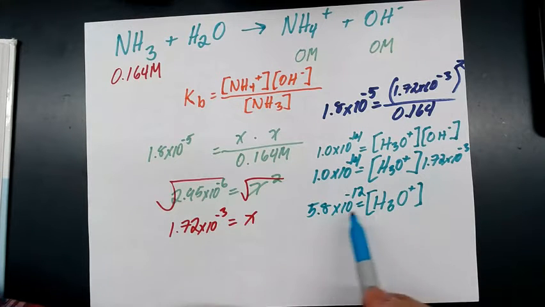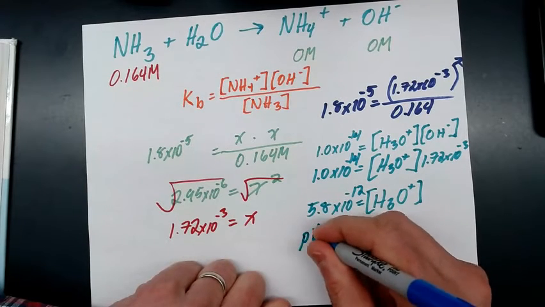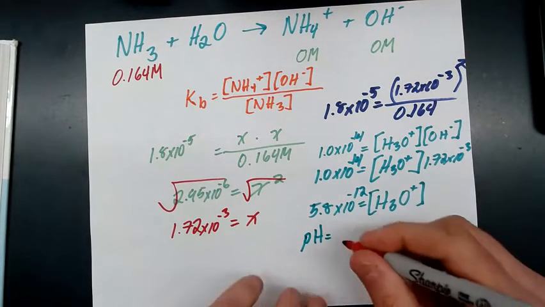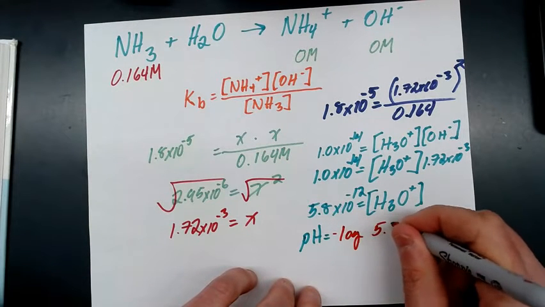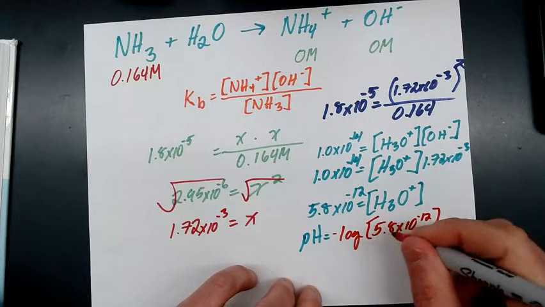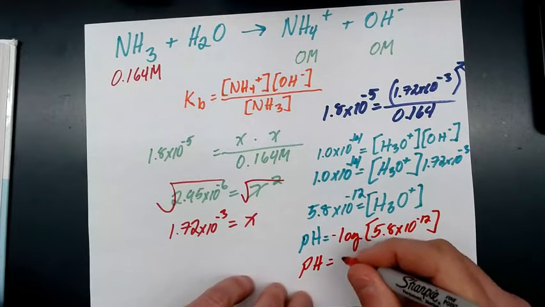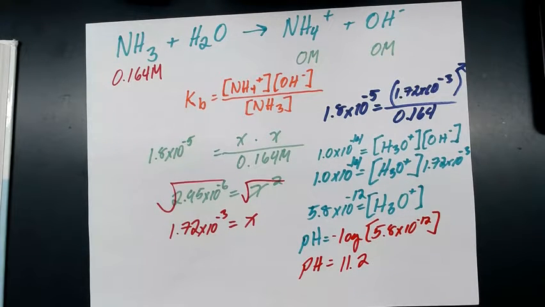And remember, when I do pH, I'm going to use my hydroniums. So I'm going to find the pH. Let's do a different color here. Let's go the negative log of this concentration of 5.8 times 10 to the negative 12. And it's going to tell me that my pH is equal to 11.2, which is a fairly basic solution.